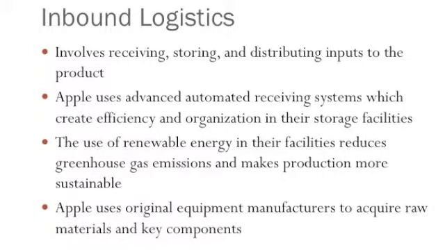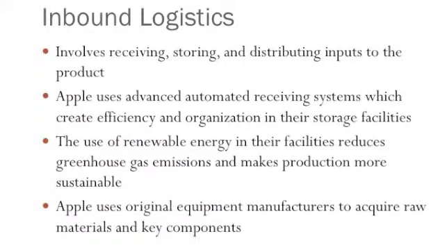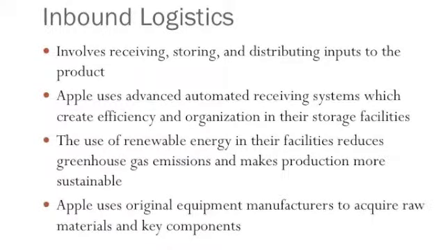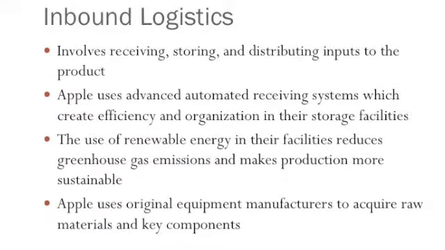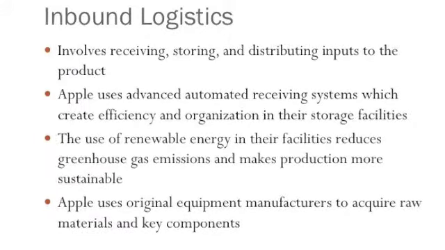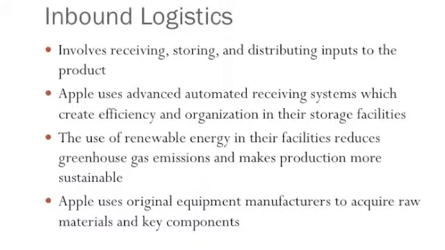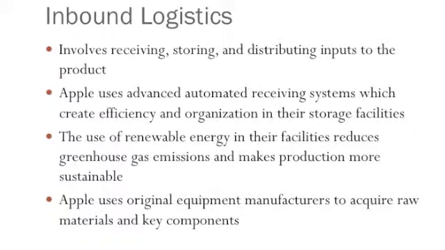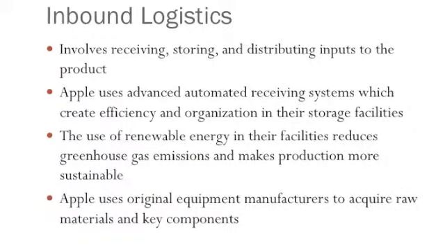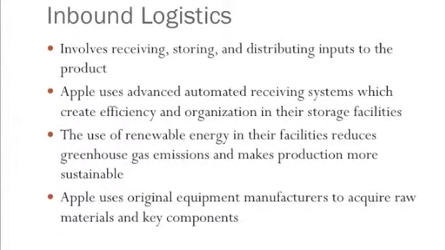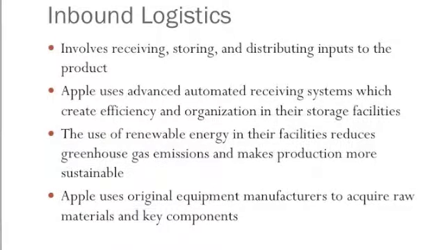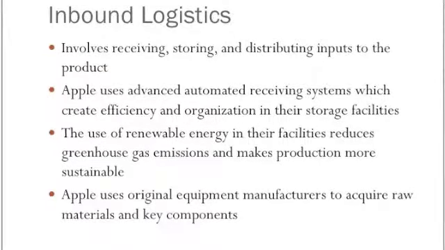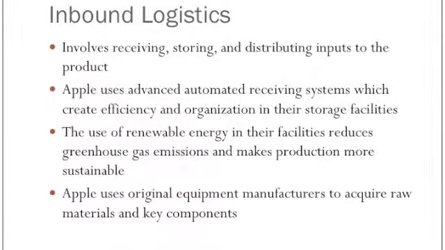First, we look at inbound logistics. Inbound logistics involve receiving, storing, and distributing inputs to the product. Apple uses advanced automated receiving systems which create efficiency and organization in their storage facilities. The use of renewable energy in their facilities reduces greenhouse gas emissions and makes production more sustainable. Apple uses original equipment manufacturers to acquire raw materials and key components.